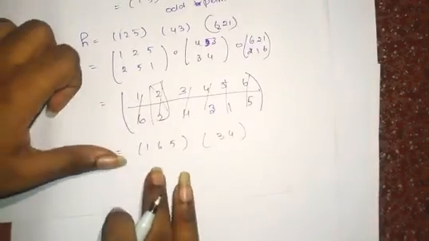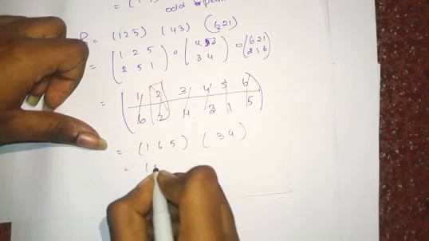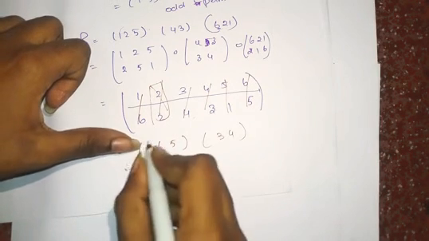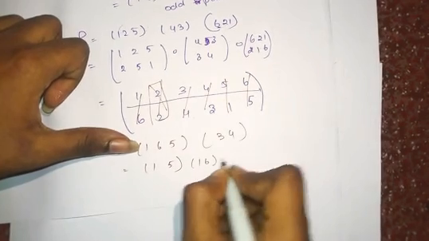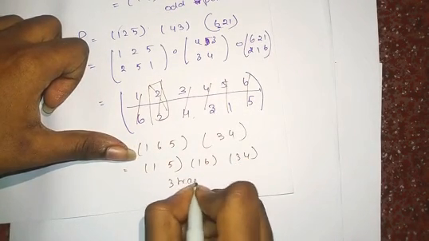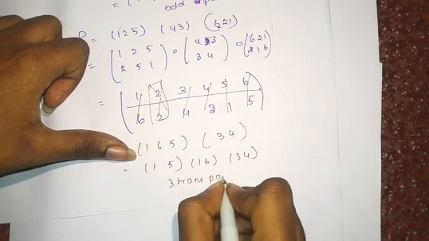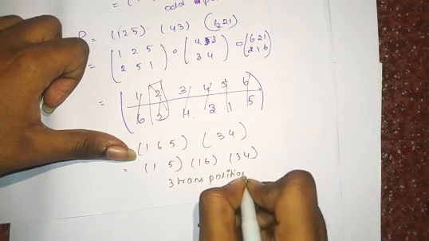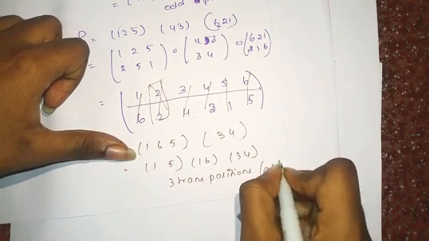I can write the transposition of this: first and the last, first and the previous last, and 3 and 4. 3 transpositions. Hence, it is also an odd permutation.